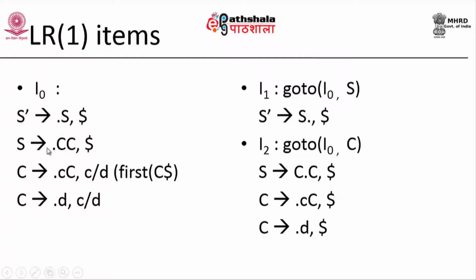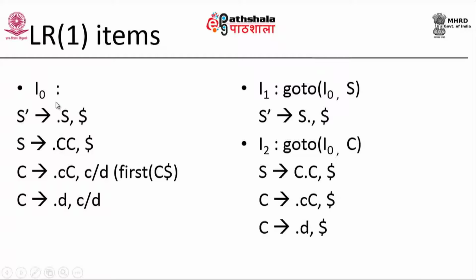Now, again I have alpha dot B beta. So, this B will be capital C, beta is capital C and this is your A. So, first of C dollar will be c slash d. So, which is nothing but I have to add the productions of C with the A component as either c or d. So, I am combining here two items together where they differ only by the last component, c slash d. Similarly, I have to add the productions of C produces dot D with c slash d.